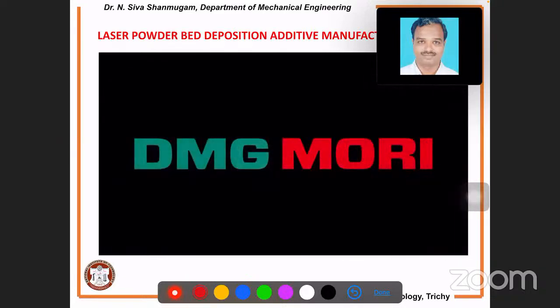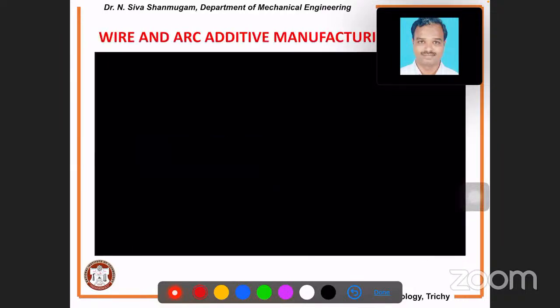Now, on the other hand, we have wire arc additive manufacturing. I have limited myself. I am not crossing the limit. I know my height, if I am stretching, I know my height. That's why I cunningly use the words small and medium complexity.